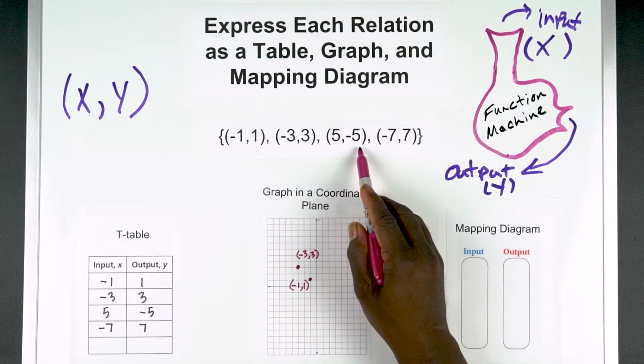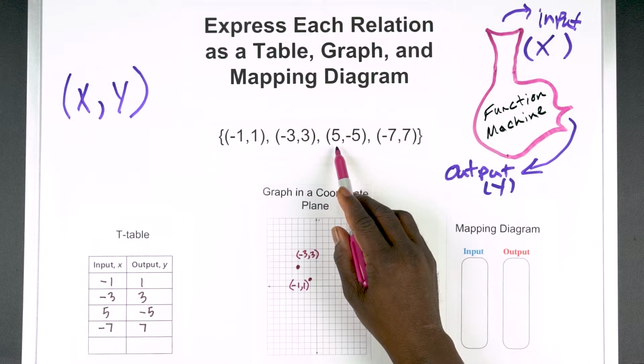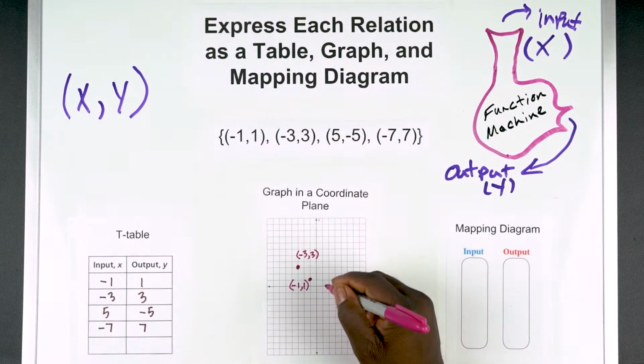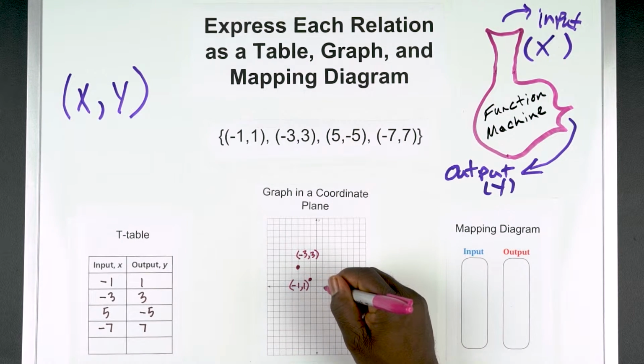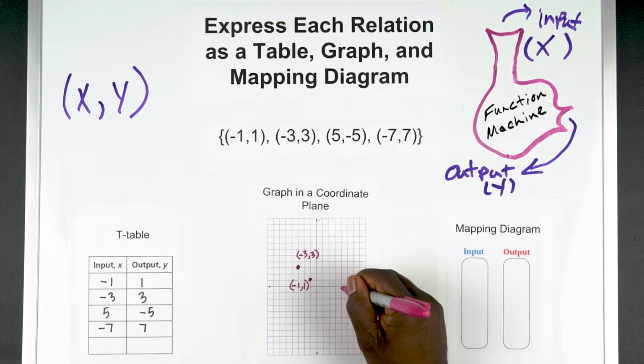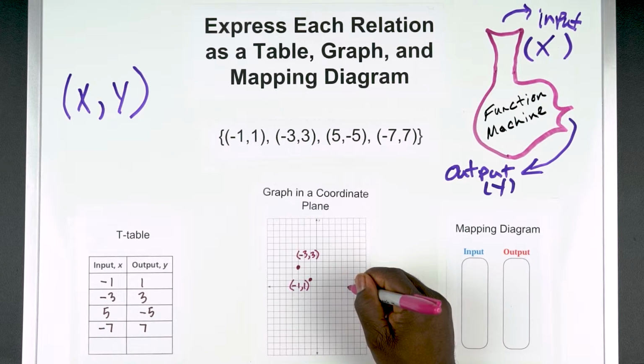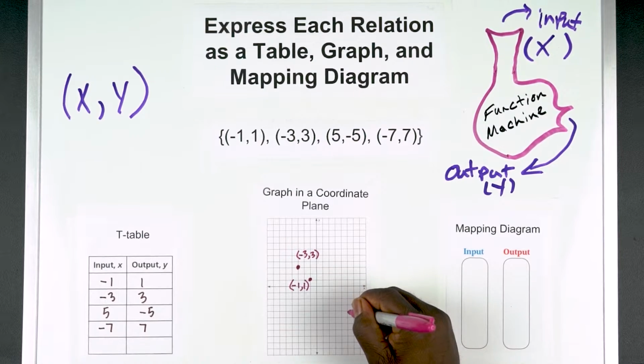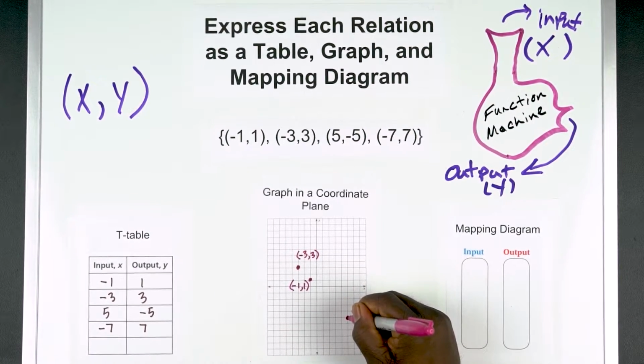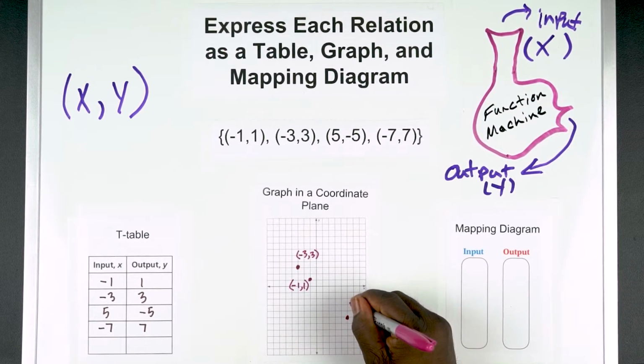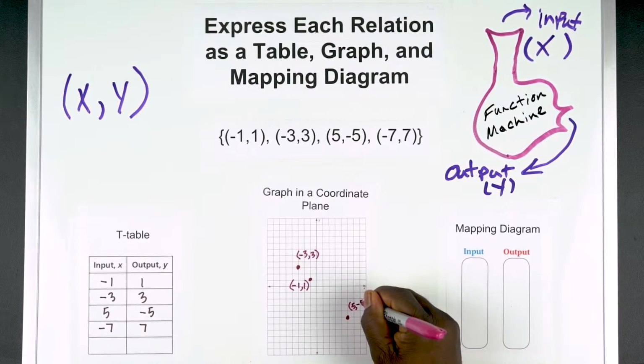Now, let's plot this point for these coordinates, 5 and -5. So we start from the origin, we go +1, 2, 3, 4, 5. Then we go down, -5. 1, 2, 3, 4, 5. Very good. I'll go ahead and write the ordered pair. That is 5 and -5.